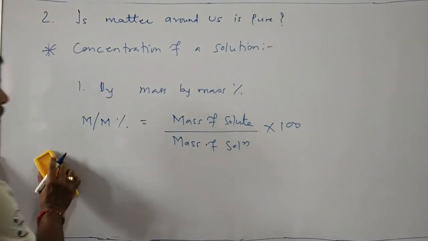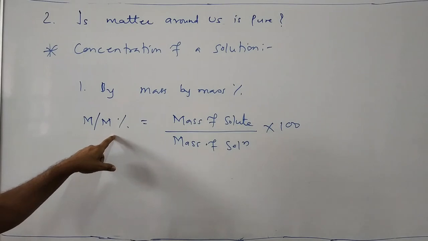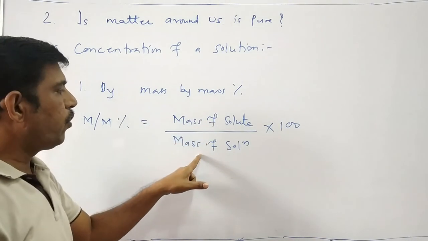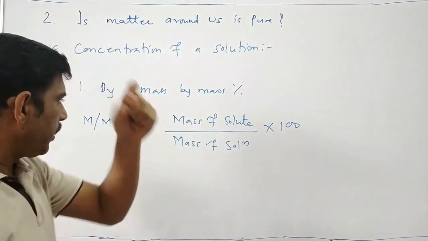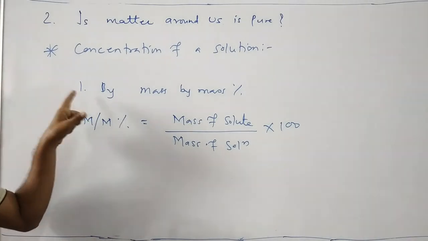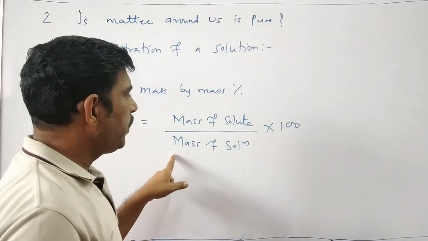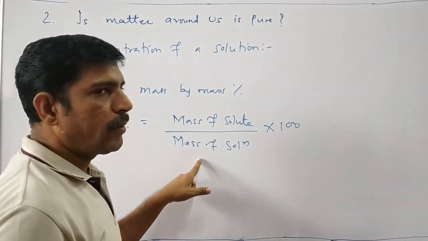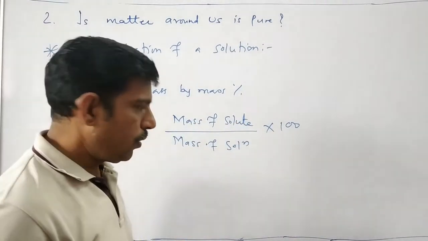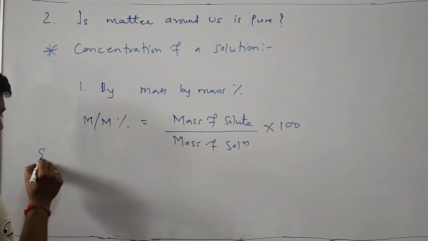Then if you are taking mass by volume, then we are taking the mass of solute divided by volume of solution multiplied by 100. If you are taking third, that is volume by volume, then we are taking the volume of solute and volume of solution in numerator and denominator respectively multiplied by 100. So we will take one example.